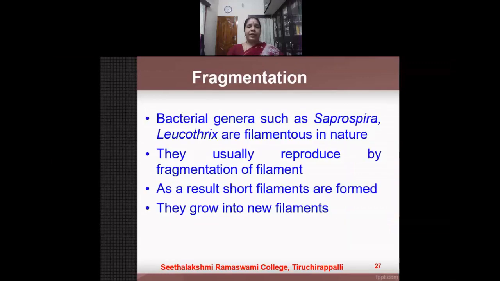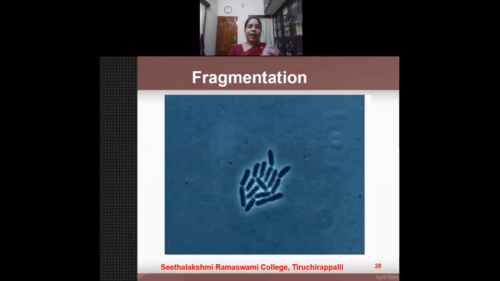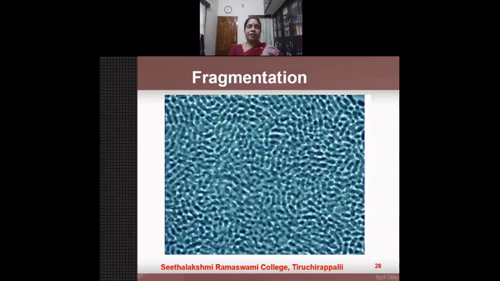Fragmentation. Bacterial genera such as Saprospira and Oscillatoria are filamentous in nature. They usually reproduce by fragmentation of the filament. As a result, short filaments are formed and they grow into new filaments. You can find the fragmentation process taking place rapidly and beautifully.